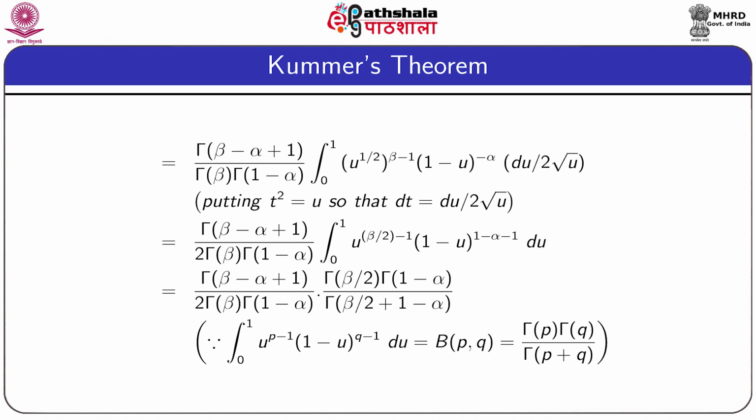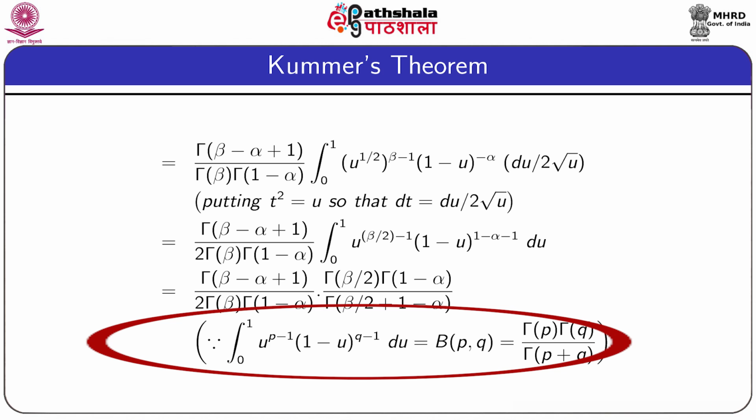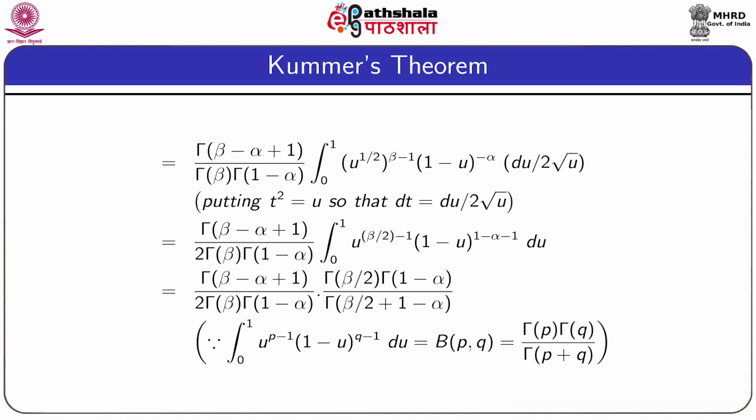whole to the power 1 minus alpha minus 1 du, and hence using the formula integration 0 to 1 u to the power p minus 1, 1 minus u to the power q minus 1 du is equal to beta function pq, which is equal to gamma function p gamma function q divided by gamma function p plus q, we will get the simplified expression as gamma function beta minus alpha plus 1 divided by 2 times gamma function beta into gamma function 1 minus alpha multiplied by gamma function beta by 2, gamma function 1 minus alpha divided by gamma function beta by 2 plus 1 minus alpha.